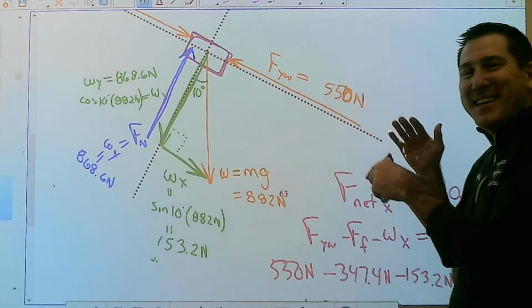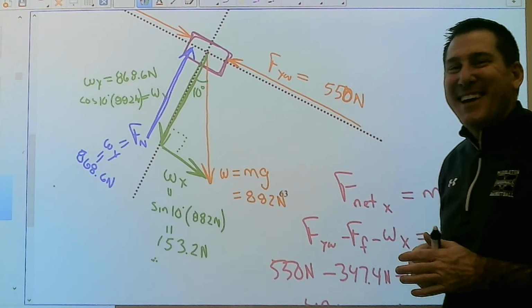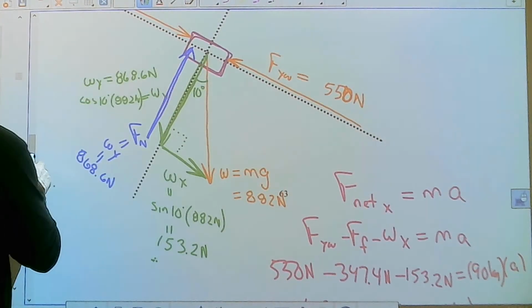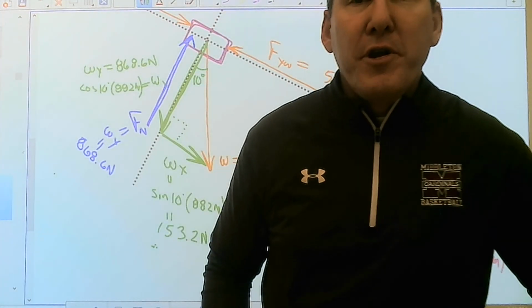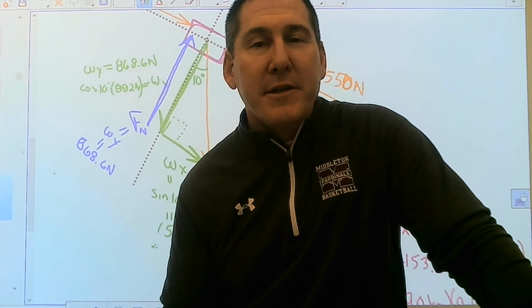Get it? Downhill? See what I'm saying? Yeah. So there you go. That's an inclined plane problem. Again, we didn't get to that this year. And feel free to copy that in your book and hopefully it made a little bit of sense.